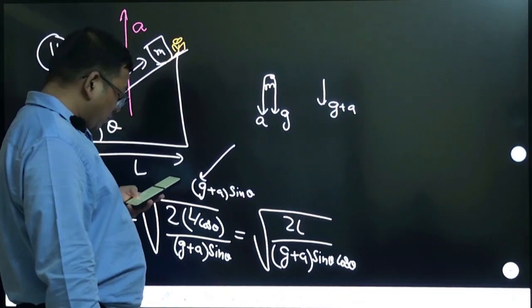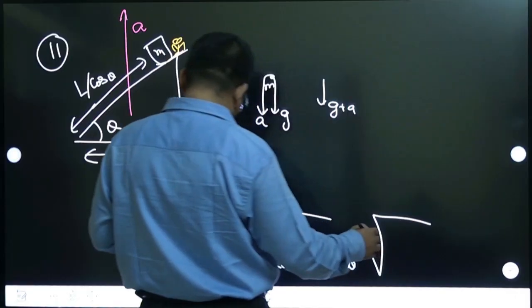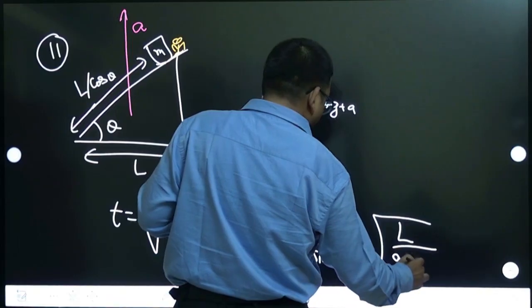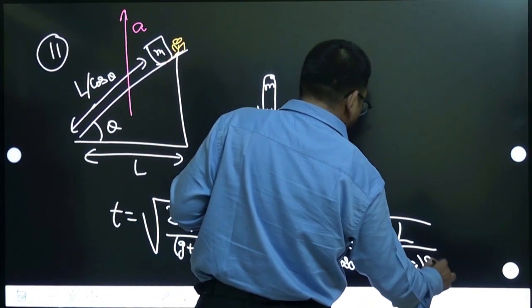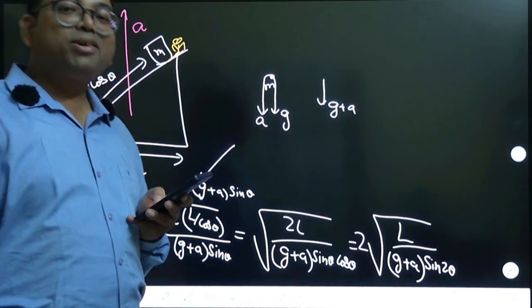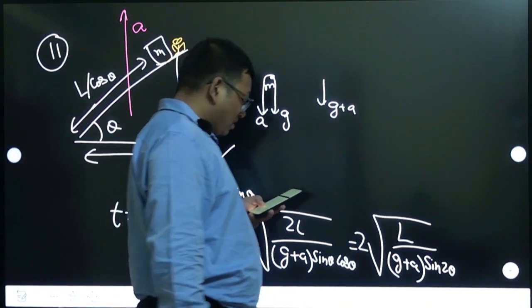If you want in terms of sine 2 theta, then multiply by 2. This will become 4. So 2 will come out: root of L by (g plus a) sine 2 theta. Okay. Good question. This is a recently modified question. Then second option. Let us move to the next.